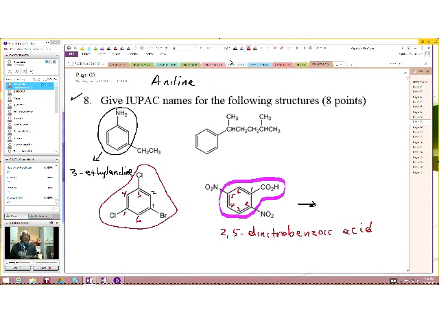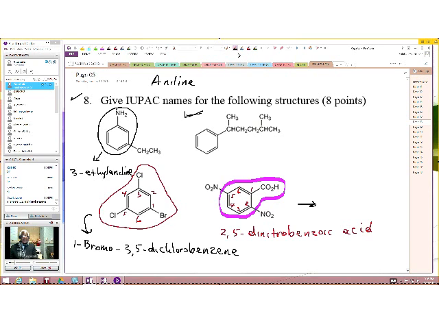So this becomes 1-bromo-3,5-dichlorobenzene, because we are using benzene as our base name. Okay? Now let us do this. So this one is this one here. Let us do this. Okay.